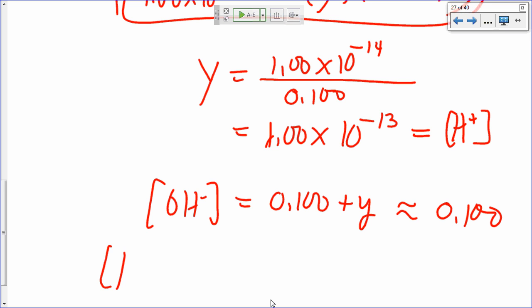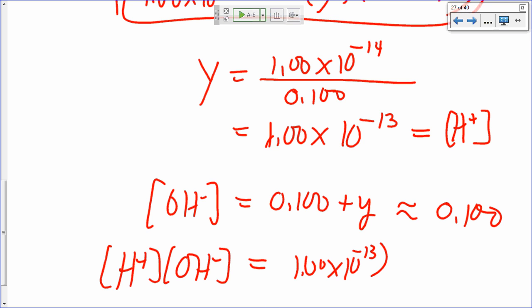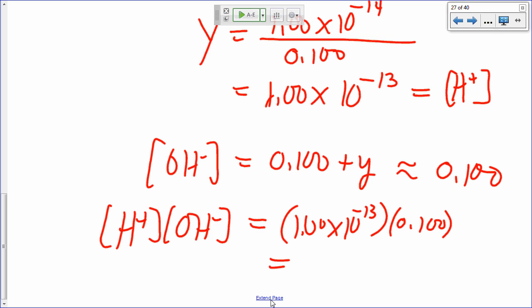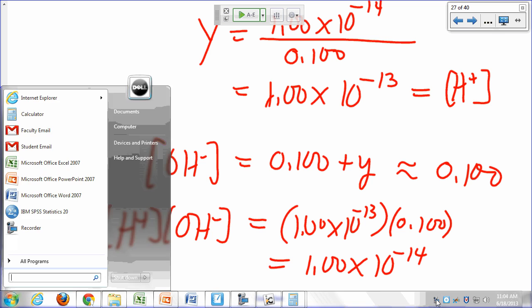Okay, let's verify that H plus times hydroxide is equal to KEQ. This is 10 to the negative 13 times 0.100. Okay, and you can see that in fact it is 1.00 times 10 to the negative 14. So our assumptions are correct. Okay? So that's how you solve problems where the KEQ is very large or very small. Anytime you see KEQs that are very large or very small, you should be thankful because that makes your problem easy. Okay? So this would be a good place to stop.